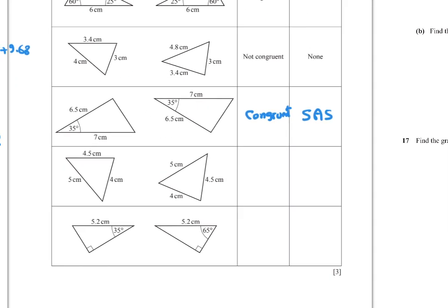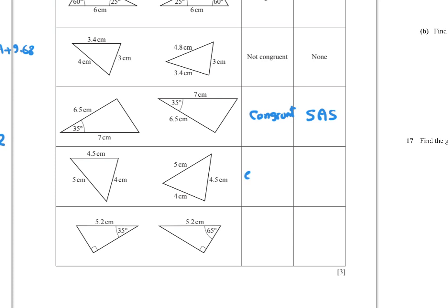For number 4, we have three sides, 4.5, 5, 4, and 4.5, 5, 4. Three sides equal three sides. So the two triangles are congruent. And for which case of congruency?